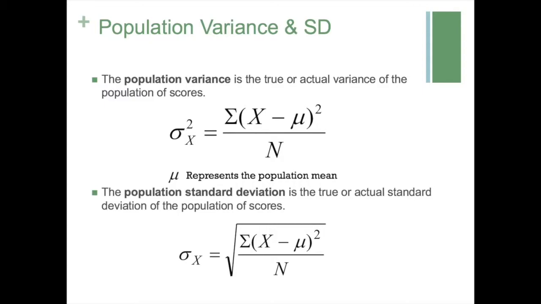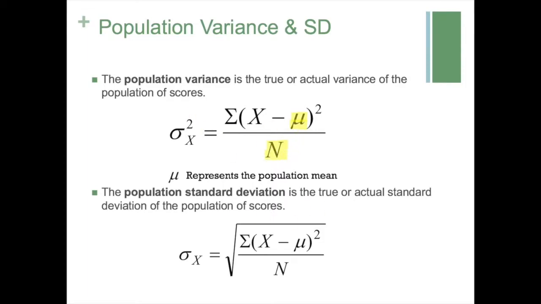So for the population variance, we are calculating the true or actual variance of the population of scores, and we can see the equation for this here. This equation is using this mu symbol, right, which is our symbol for the population mean, and it's also using n, the total n or total number that's being measured here.